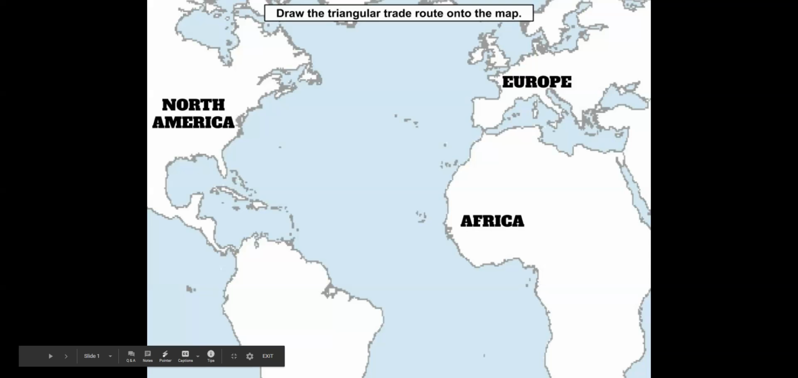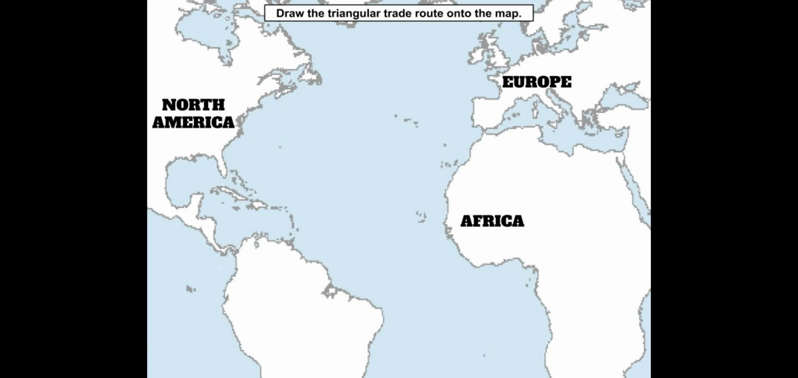Okay, so now we're going to look at the triangular trade. I know you guys watched a short video to explain it, but we're going to look at it a little bit more in depth here. Now, you just drew a map a few minutes ago on the last slide where you were supposed to draw arrows between the three continents to show what the triangular trade route looked like.